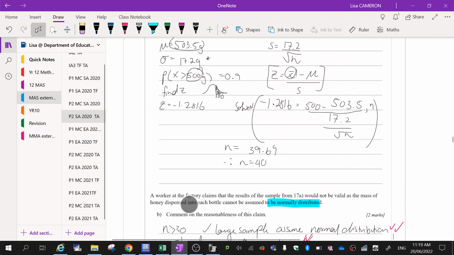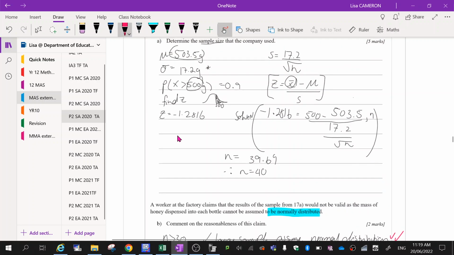If we go back up and we talk about where your marks would have come from in this section, you would get 1 mark for identifying this information to calculate your z-score, 1 mark for actually calculating your z-score, 1 mark for getting an expression with n in it, 1 mark for this part, and then 1 mark for the rounded answer. So be cautious about what parts you think you're skipping based on where your marks are going to be allocated.